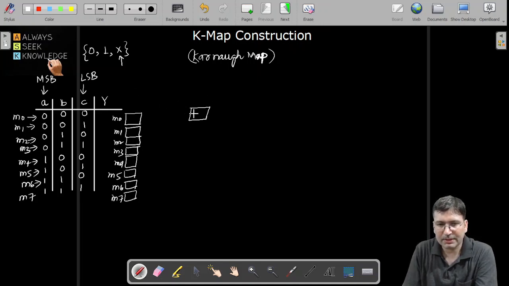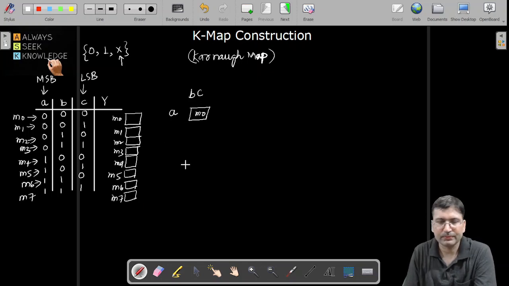Now when we represent this, let's say this is 0, so I'm writing A on this side, and on this side I'm representing B and C. Okay, so if I'm saying this is M0, that means A bar, B bar, C bar it will represent, right? So I'm writing it, this is M0.